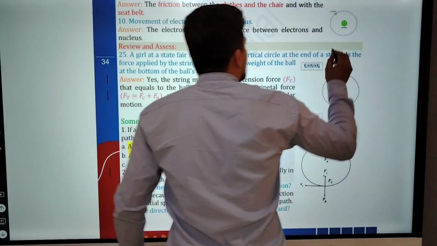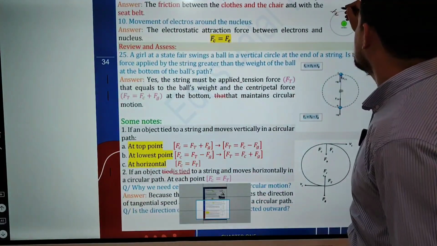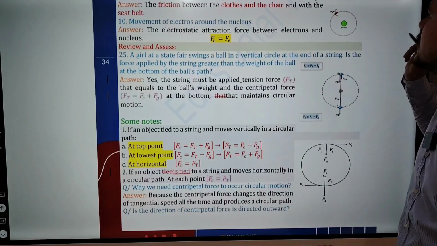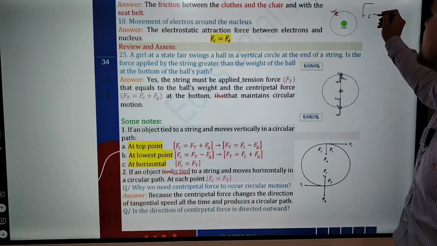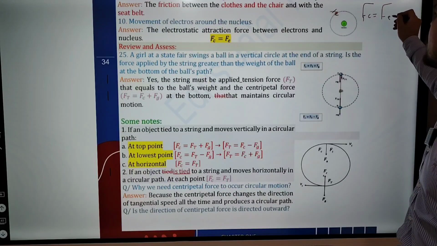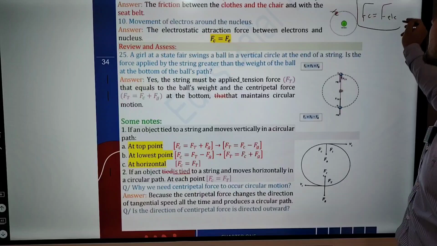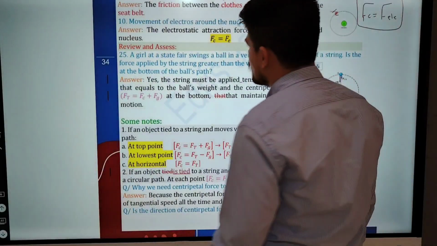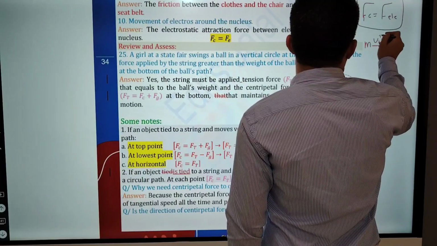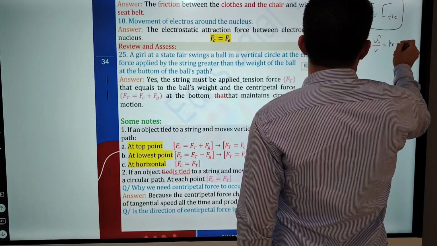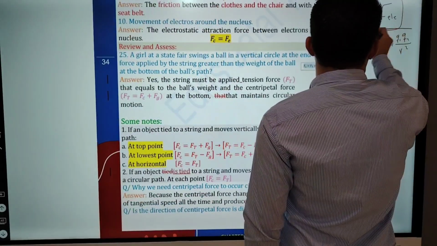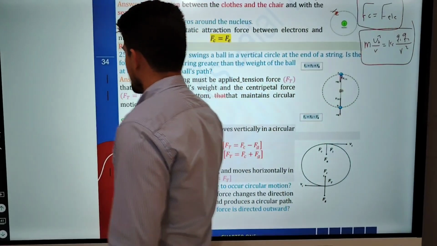You know that electrons orbit around the nucleus in a circular path. So in that case, the centripetal force is provided by what? By the electric force, which is equal to Kc Q1 Q2 over R squared. So in that case, m v_T squared over R is equal to Kc Q1 Q2 over R squared. Okay?